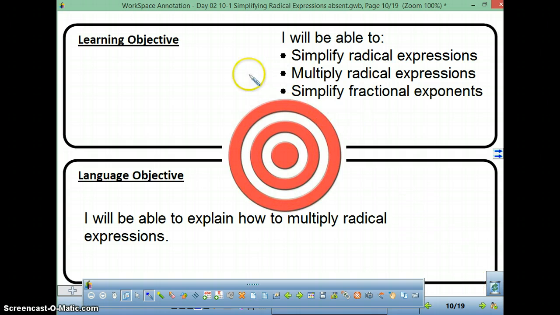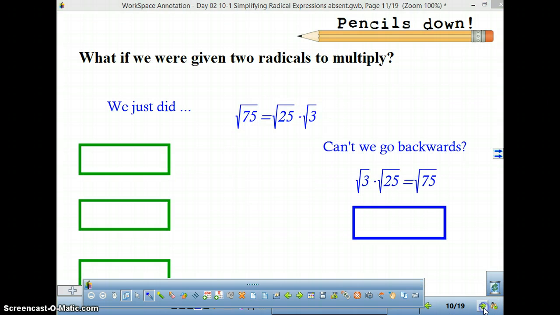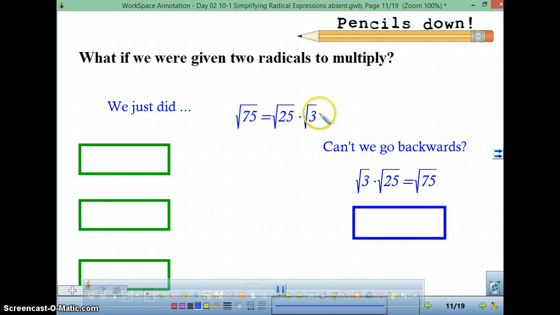Okay, second objective, we're going to learn how to multiply radical expressions. We just did the square root of 75 equals the square root of 25 times the square root of 3. So can't we go backwards? If we start with the square root of 3 times the square root of 25, can't we just multiply what's under the radical equals the square root of 75?